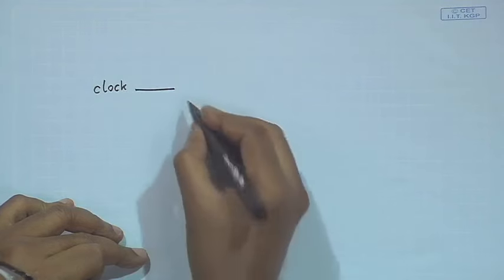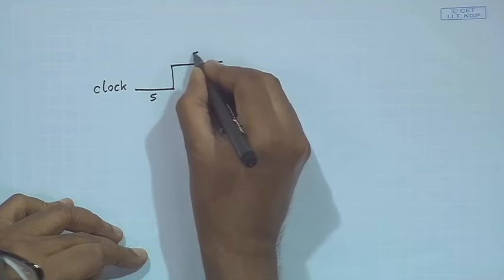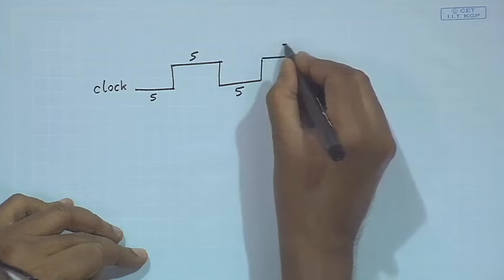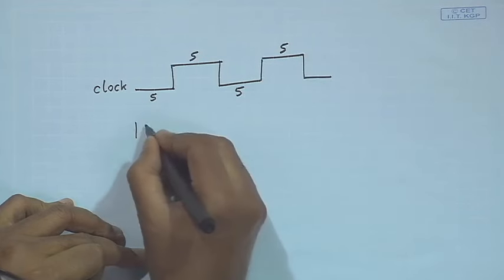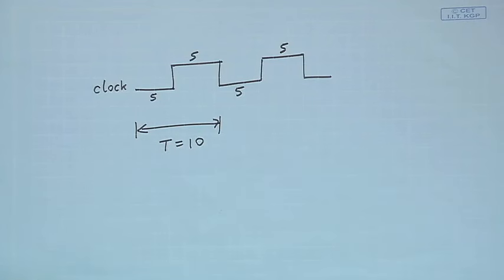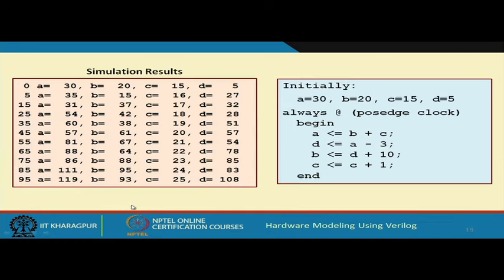Clock was initially 0. After a delay of 5 it becomes 1, after a delay of 5 it becomes 0, after a delay of 5 it again becomes 1, like this. So, a clock will be generated with a time period of 10. This forever statement generates the clock and we continue simulation till 100. There is another initial block where you say at 100 you finish. Let us see the simulation output for this example.